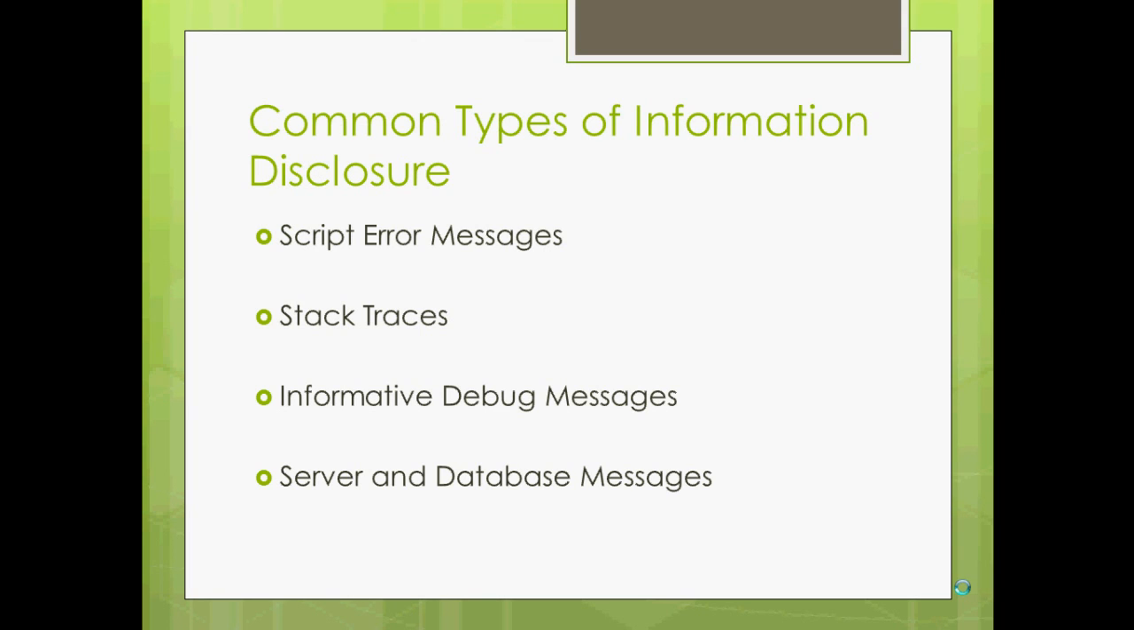Here are some common types of information disclosure errors. Script error messages coming from possibly VB script or JavaScript. These could give you a better understanding of the logic that's implemented on the server-side application. They could give you line numbers so that if you were able to produce a bunch of different errors, you could piece together a pretty close copy of what the actual program is. Also, determine the sequence of different parameters and how they're processed.